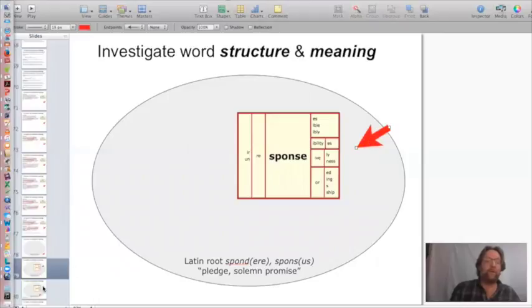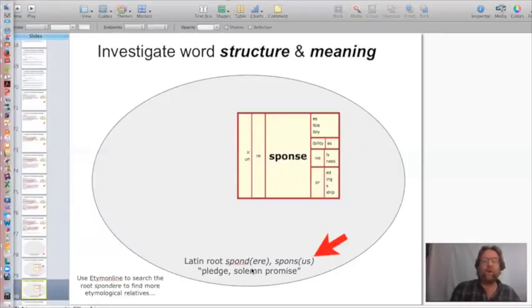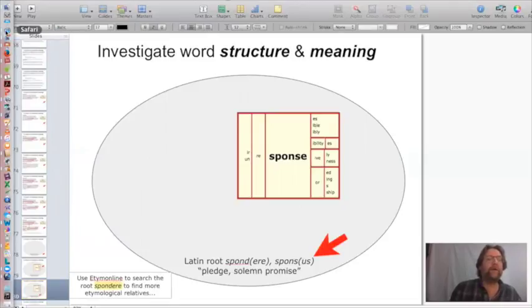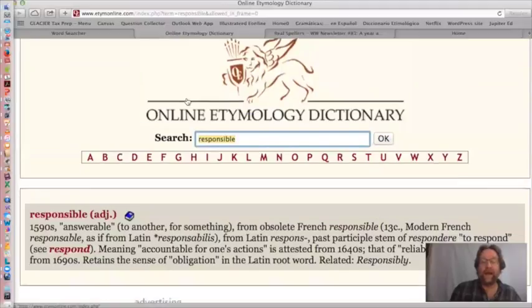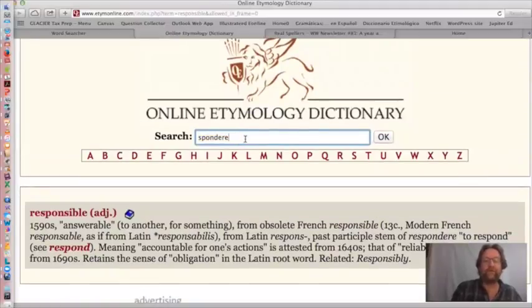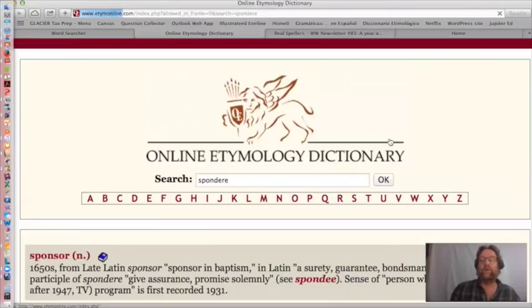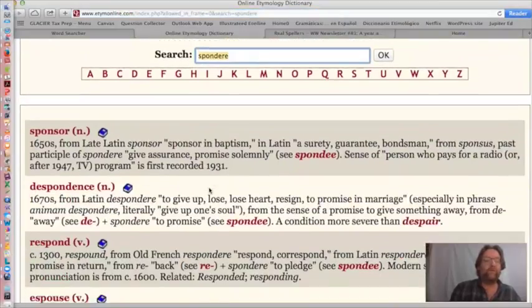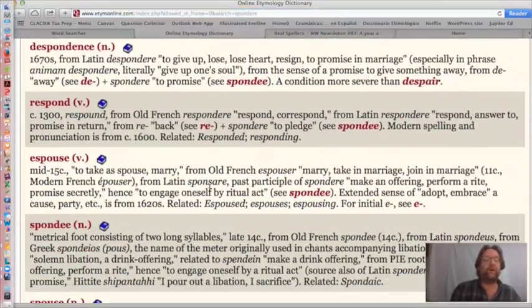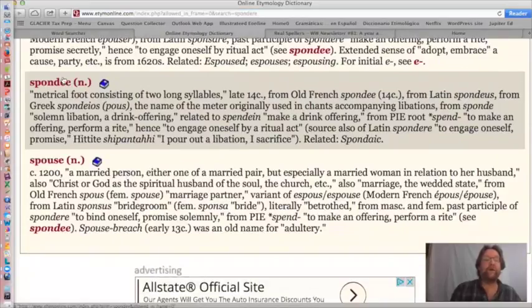But you'll notice we could also use Etym, use this root and search for more relatives. So that's what I'm going to do. I'm going to take this spondere, go back to Etym, and paste the root of this family and see the words that I find. And look what I find. I find despondence, respond, espouse, there's this spondee that I'd like to come back to, and spouse.